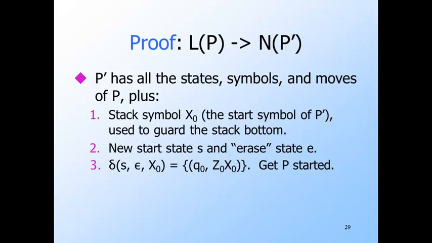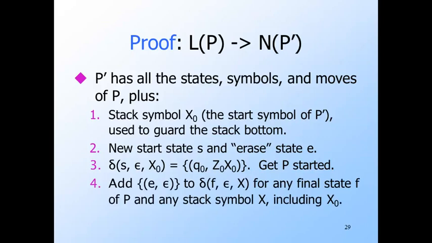This rule says that in its initial ID, it has only one choice. It must change to the start state of P and push Z0, P's start symbol, on top of its own start symbol X0, which remains to guard the stack. P prime is now ready and able to simulate P. Until P accepts, all the moves of P prime are the same as the moves of P, with the guard X0 sitting at the bottom of the stack unseen.